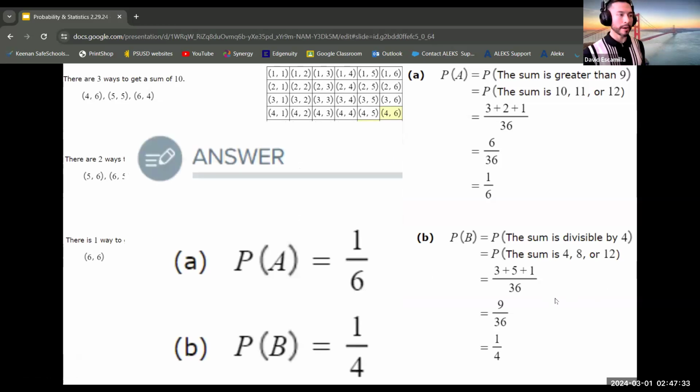So we conclude that the probability of event A is 1/6. The probability of event B is 1/4. I took a large step, so let me backtrack a little bit. 3 plus 5 plus 1 equals 9, divided by 36. 36 because there are 36 total possibilities. That's why I put that chart there, so you can visually confirm that there's nothing more than 36 options when we roll a dice twice and add those two numbers.